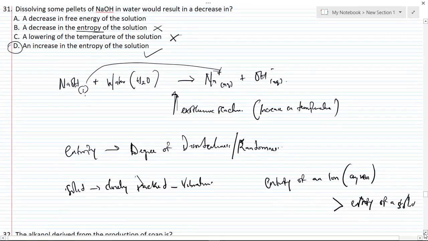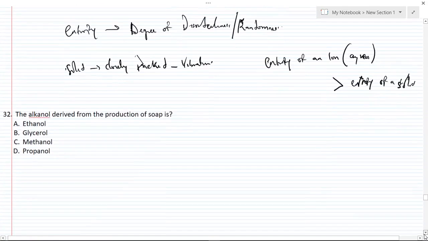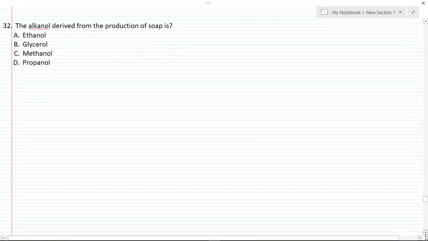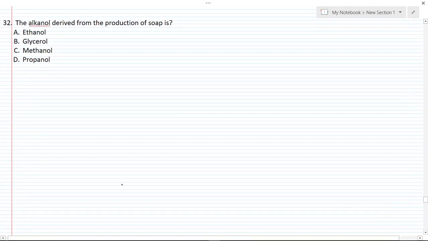So moving on, question 32 says the alkanol derived from the production of soap is A, ethanol, B, glycerol, C, methanol, and D, propanol. Generally in chemistry, the production of soap happens through a process known as saponification.